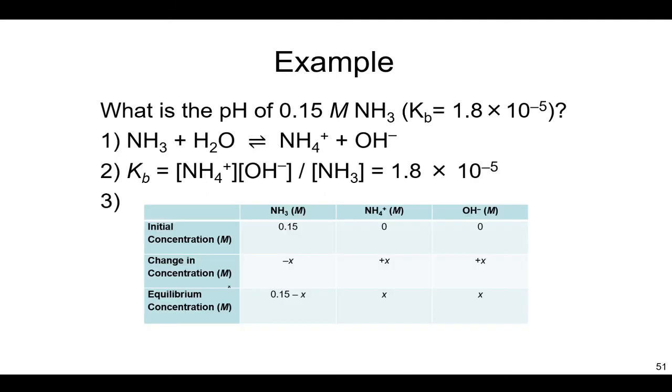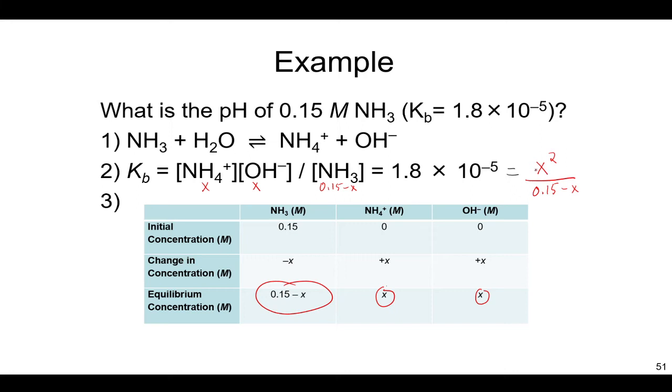Now, I'll show that here a little bit cleaned up. We have our Kb. Our Kb value is 1.8 times 10 to the negative 5. So I know this is going to equal, as I've written it here, NH4 plus, that is x, OH minus, that is x. So x times x is x squared, products over reactants, 0.15 minus x, right here.